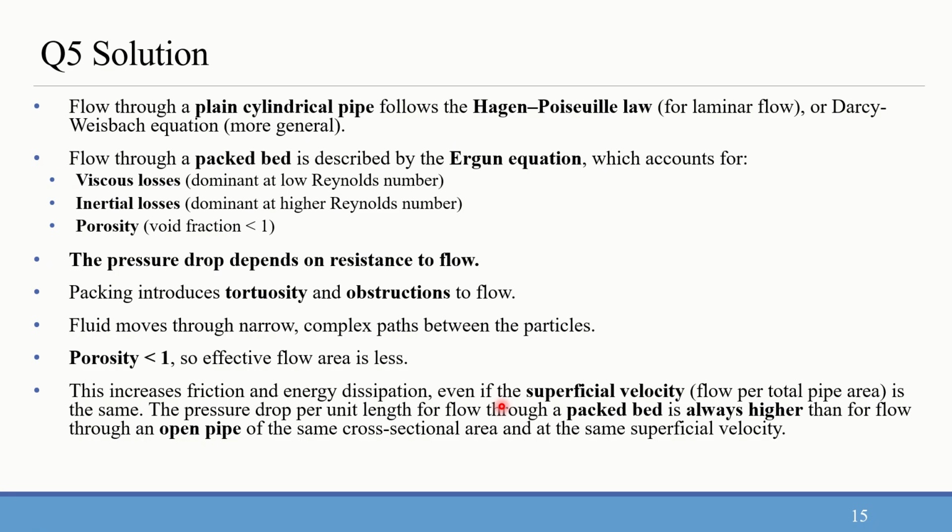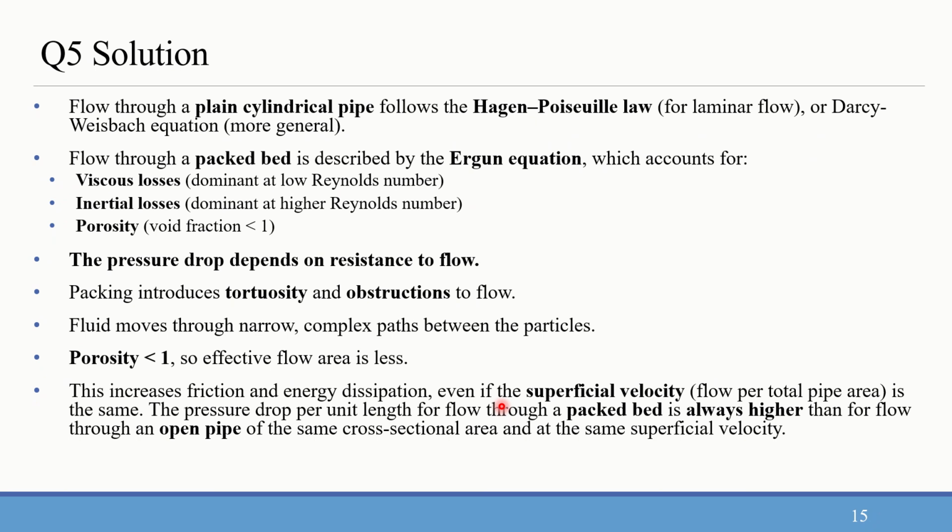What is it saying? Flow through a plain cylindrical pipe follows the Hagen-Poiseuille law, or the Darcy-Weisbach equation, and for flow through a packed bed we normally use the Ergun equation. So when we are talking about flow through a packed bed, we have losses from viscous losses, inertial losses, or porosity, and the pressure drop actually depends on the resistance to flow.